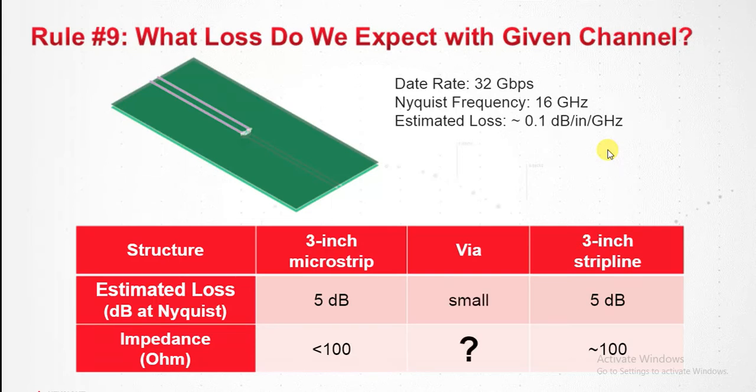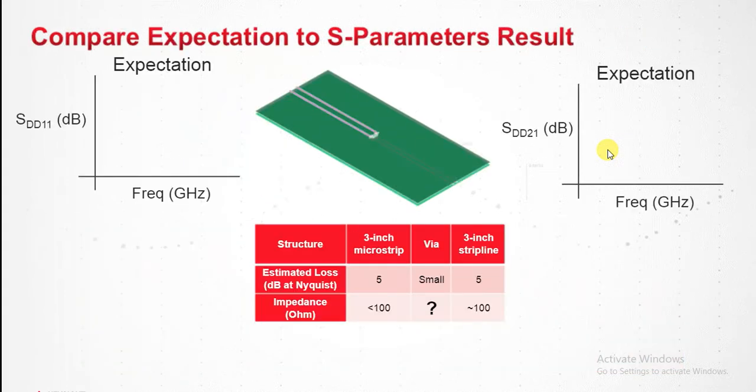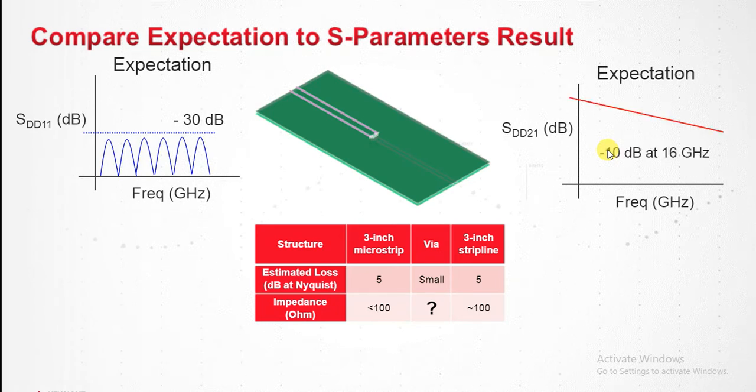Next, for the via, I'm going to assume that it's a well-designed via. It has small loss. And the impedance is also a little unknown, but we'll think it's okay. Since it's small, it won't make a big impact. Now we'll take a look at our expectation and some S parameter results. For SDD11, because we expect the impedance to be close to 100 ohms, we'll expect a really low dB value on the left-hand side, as we can see. And for SDD21, because of the dielectric loss and conductor loss, we'll expect almost a linear drop-off, and we'll expect negative 10 dB at the Nyquist frequency, 16 gigahertz. Yes, the 10 dB is 5 plus 5, which is the two lines lumped together.